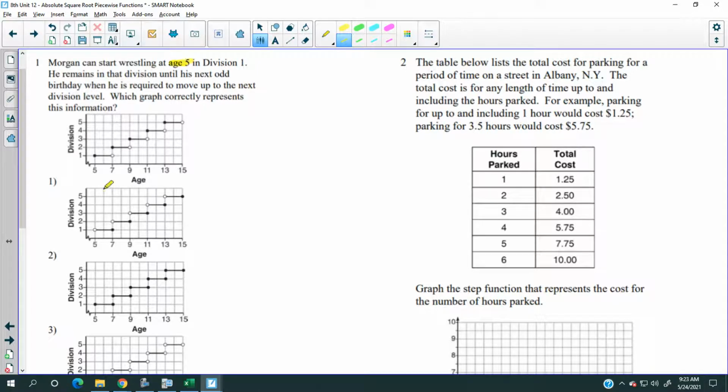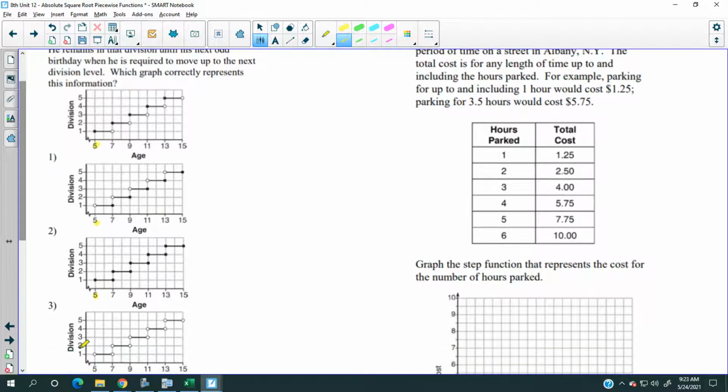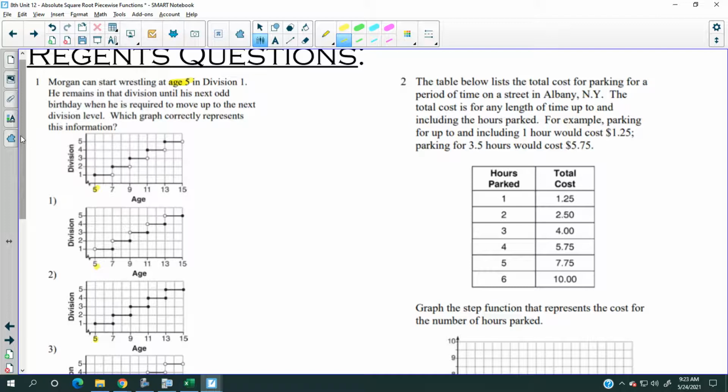That's a clue, because look at the choices, right? All start at 5. Right? Now, what else? He remains in that division until his next odd birthday, when he's required to move to the next division. Okay, which graph correctly represents this information? Okay, all right. Now, let's see. Now, interesting, right? Not that much math involved in the descriptions. I don't know if you realize that.